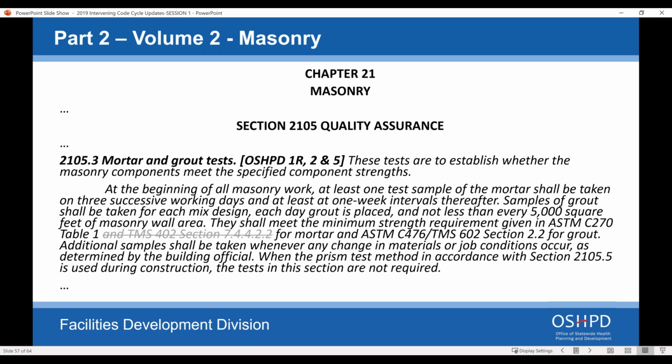Again, in this section, there was a reference to TMS 402 section 4.4.4.2.2, which was pointed out to be an inappropriate reference. So we deleted that. Next.